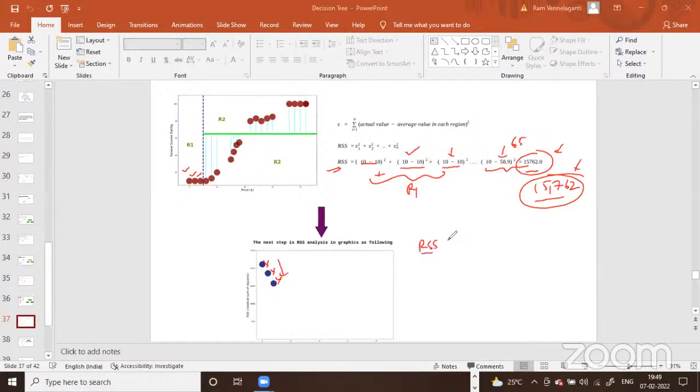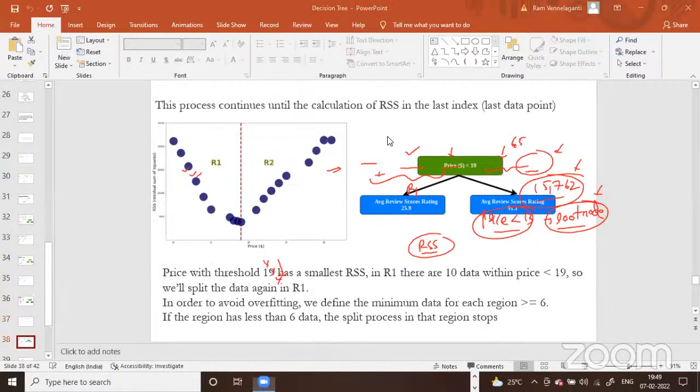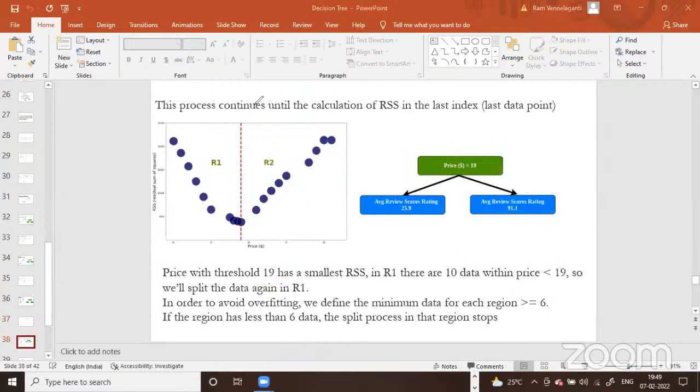Residual sum of squares. Now which is a better root node for us? Price less than 30. This is a better root. So like this, keep doing, keep continuing the process. And then the process is going to continue until the calculation of residual sum of squares till the last data point.